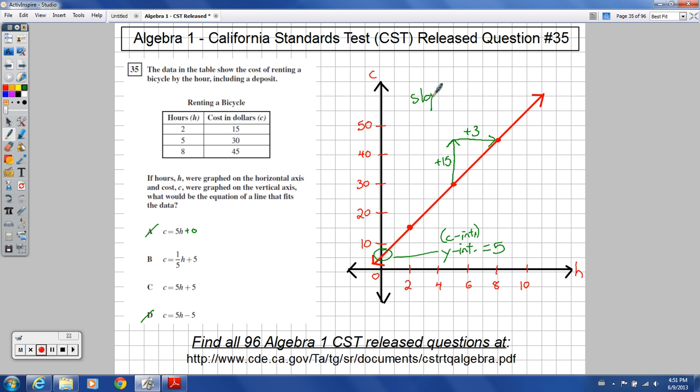Slope is rise over run, which is in this case 15 over 3, which is 5. So it's a positive 5, not 1/5. We're not going up 1 for every 5 we go to the right. We're going up 5 for every 1 we go to the right. And so this is my slope. This is my y-intercept. That matches up right here and right here. 5 and 5. That is choice C for number 35.